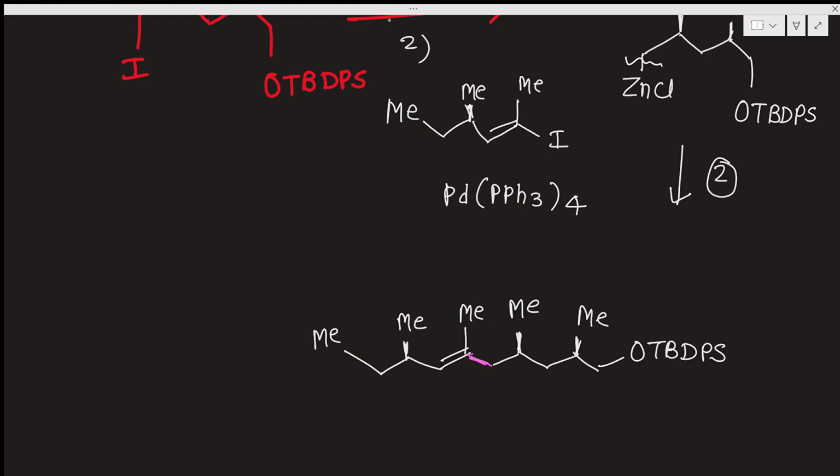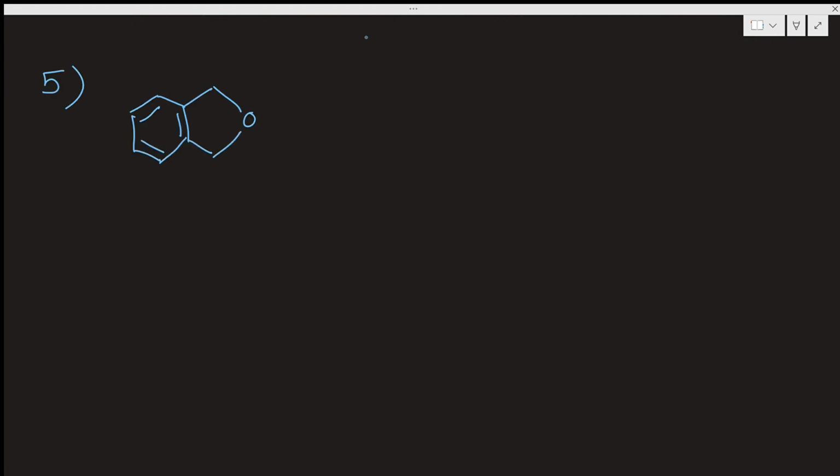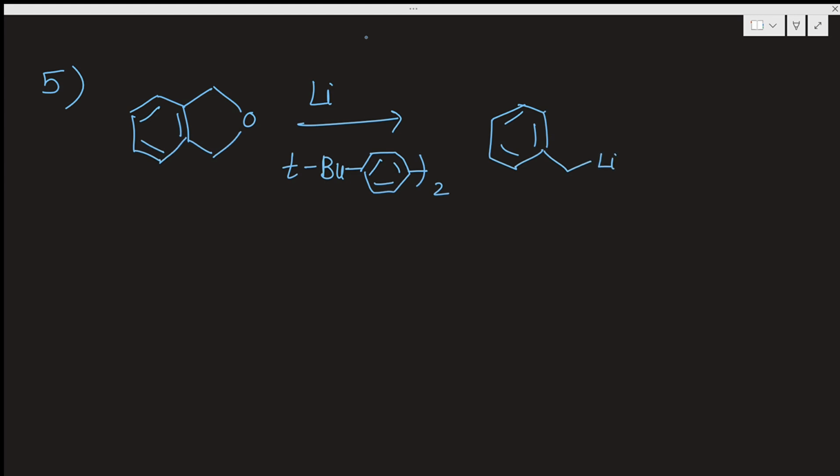Now see the next example. See here you have given this compound. This is treated with lithium and tertiary butyl. In this manner you have given the compound. So what will happen? Actually when you are treating it with lithium, this ring will open. You are getting lithium here and OLi here.